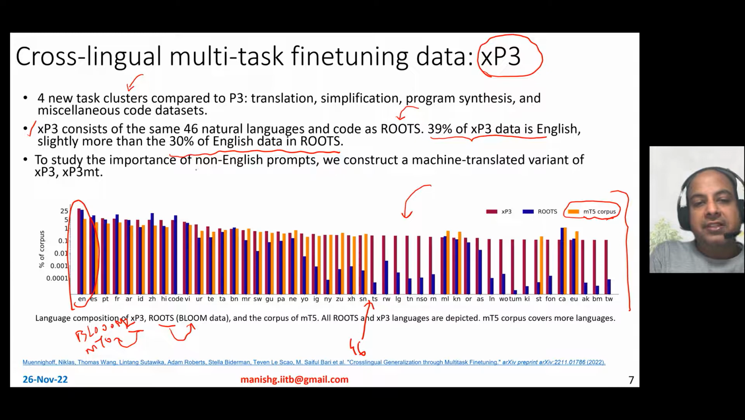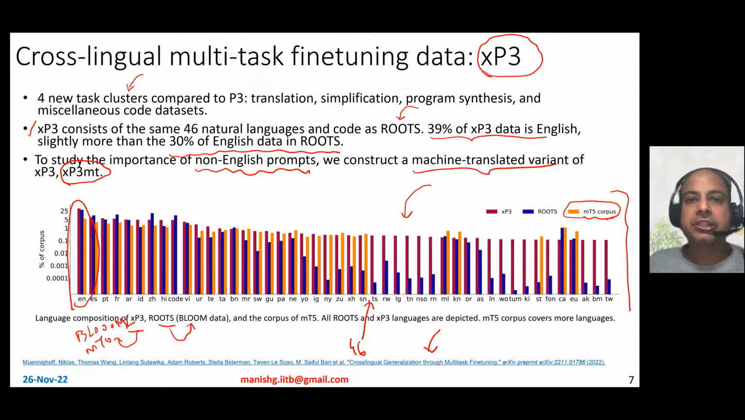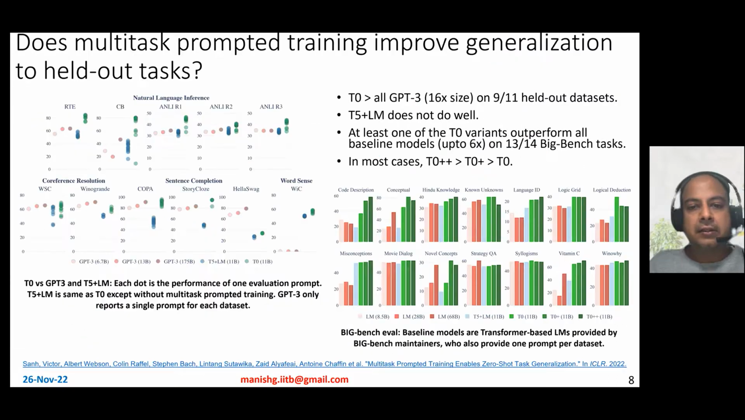To study the importance of these multilingual or non-English prompts, the authors also created another dataset called XP3MT. XP3MT is a very simple dataset: it takes XP3 data and constructs a machine-translated version of it. You take those prompts, which are in English, and translate them automatically, and that gives you the XP3MT dataset. Now we have talked about tasks, datasets, and the broad concept that we want to do multitask learning in a multilingual way using prompted training. Now let's look at the results.